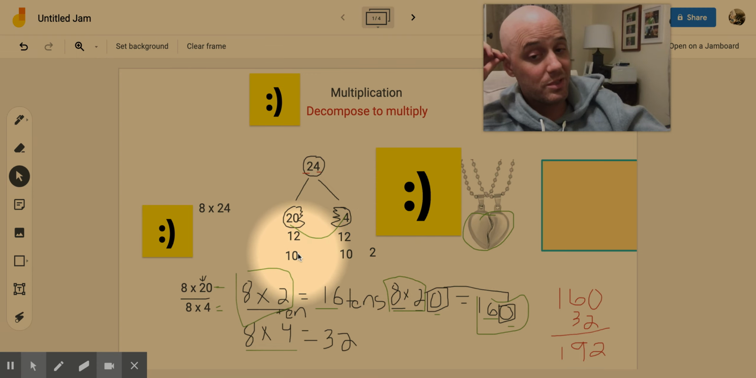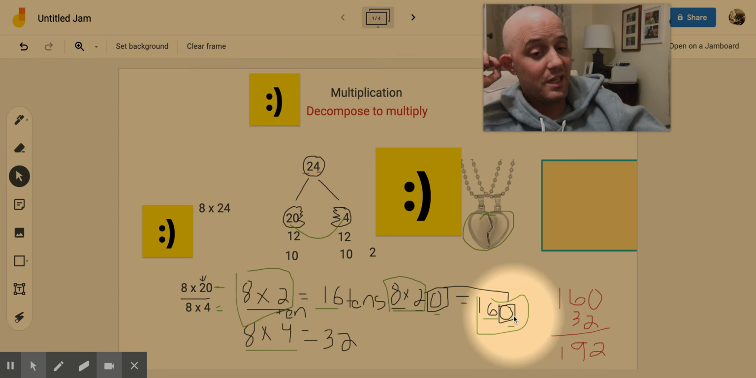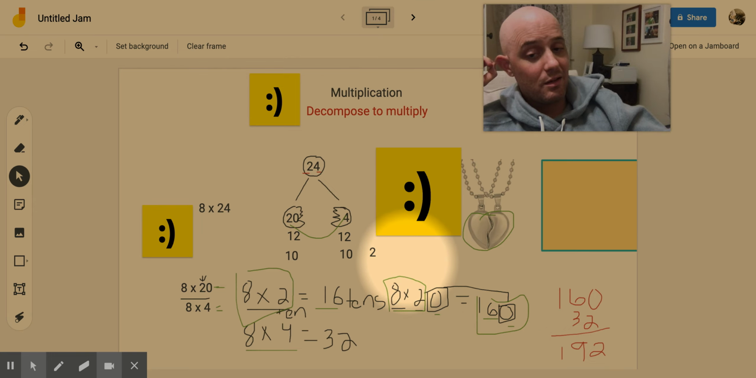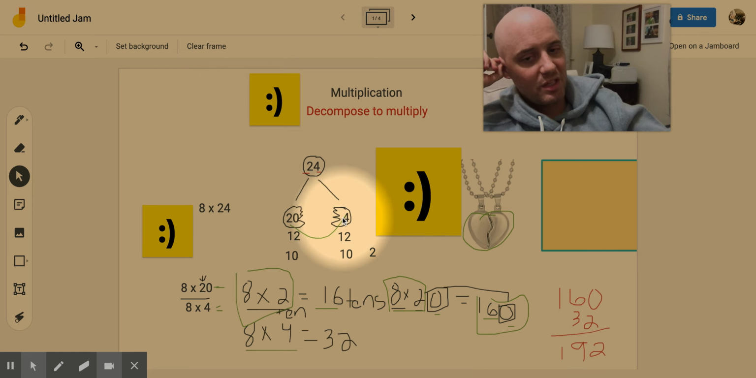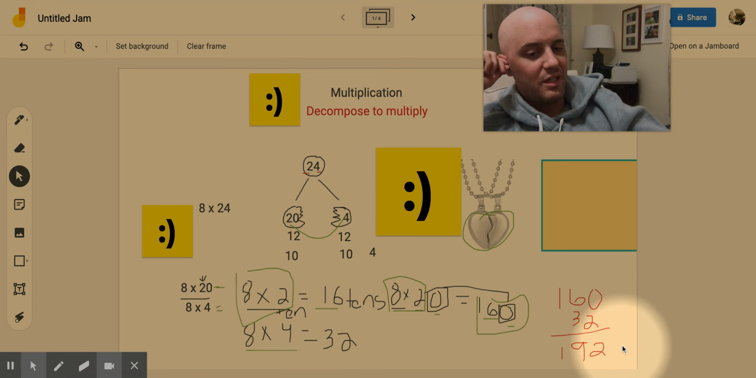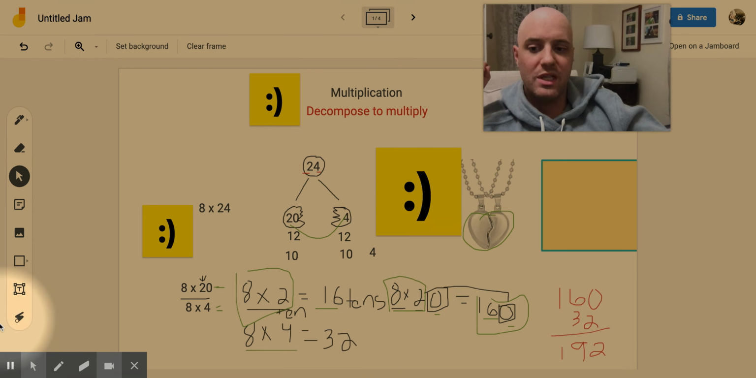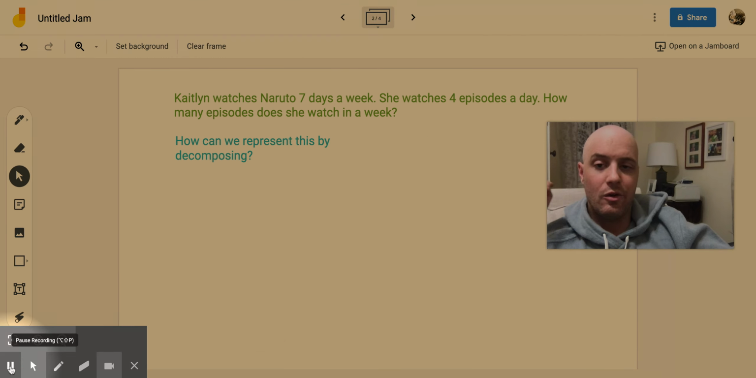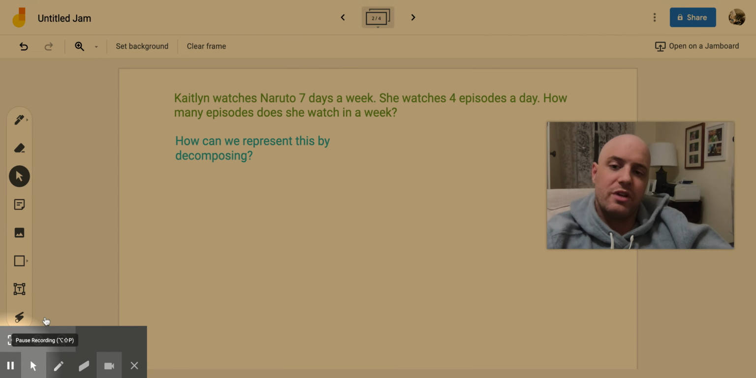8 times 10, 80. 8 times 10, 80. 80 plus 80, 160. And then, not 2, 4. And then 8 times 4 there would be 32. Whoopsie doopsie. All right, now it's your turn to give it a try.